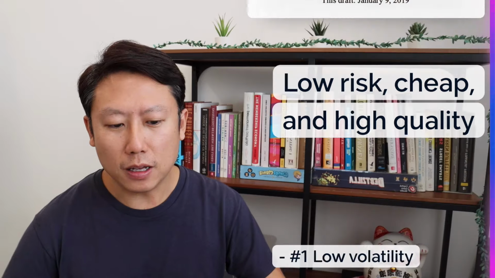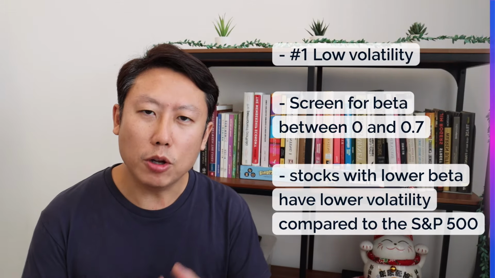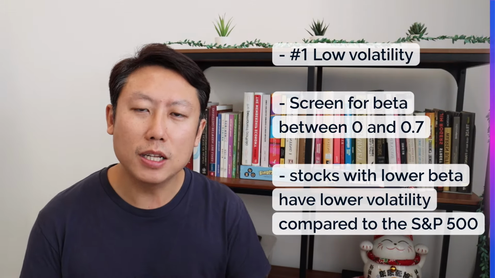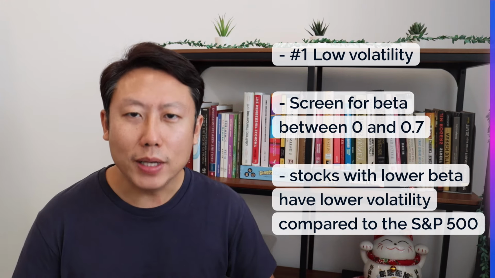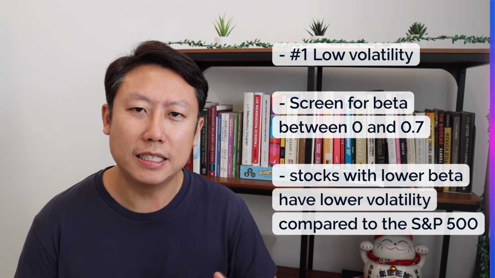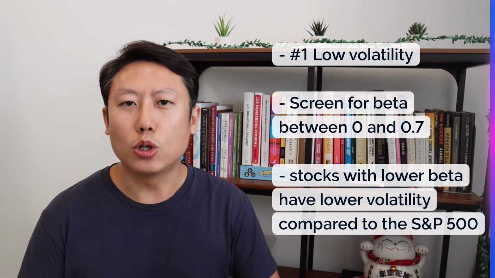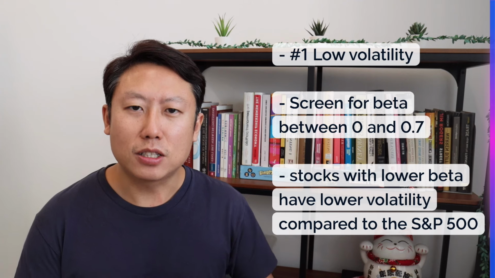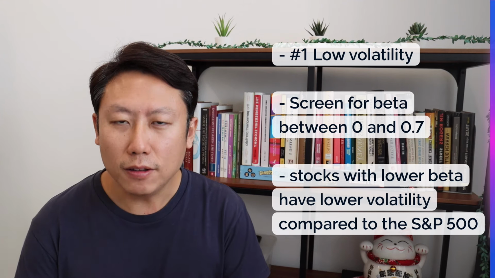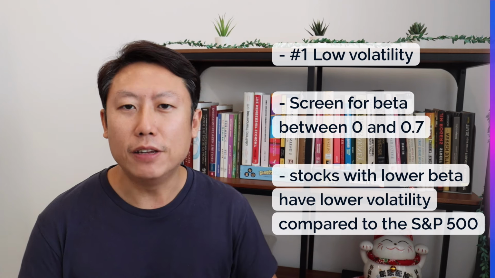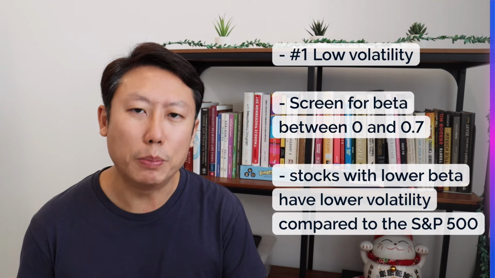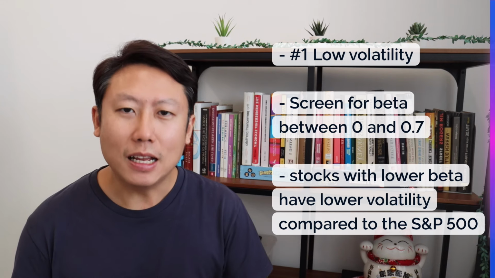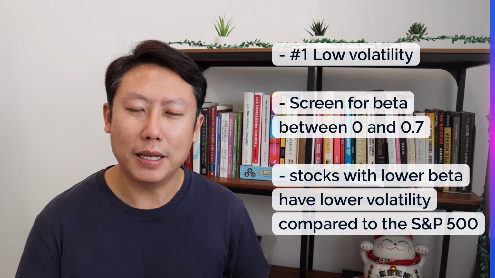So how do we then use that as a screen? When we talk about low risk, usually in the finance world, they define risk as volatility. High volatility means higher risk, low volatility means lower risk. And one of the ways that we can compare the volatility is against the S&P 500 index. The measurement is known as beta. The beta is 1 for the S&P 500. If the stock is more volatile than the index, then the beta of the stock will be more than 1. And if the stock is less volatile than the index, then the beta will be less than 1.